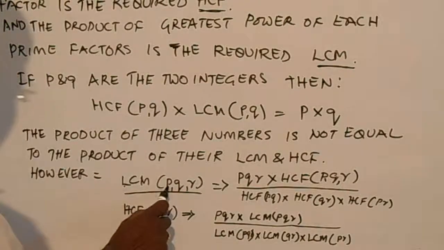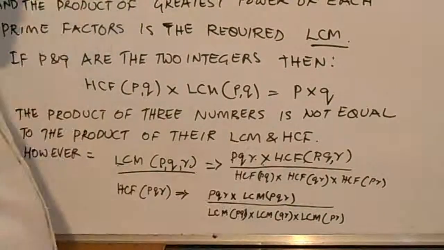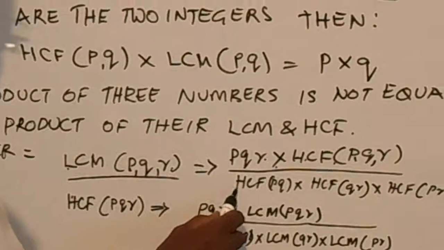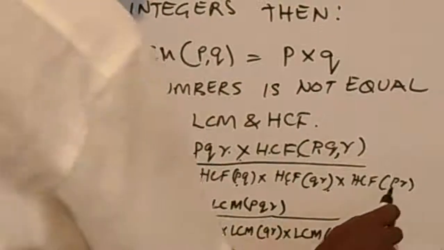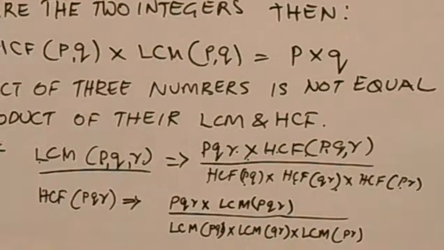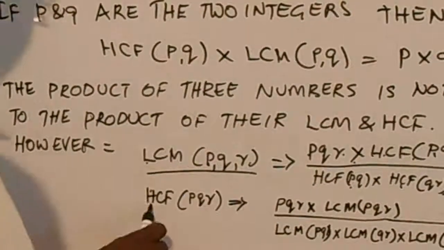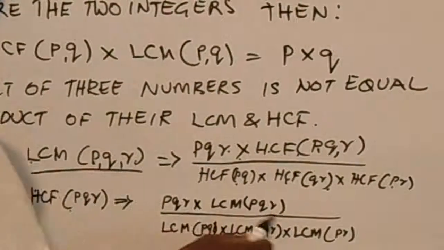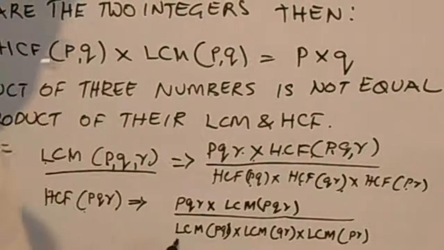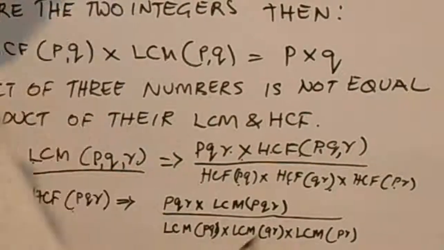LCM of 3 integers P, Q, R is equal to the product of P, Q, R into HCF of P, Q, R divided by HCF of PQ into HCF of QR into HCF of PR. In case of HCF of 3 numbers, HCF of P, Q, R is equal to the product of P, Q, R into the LCM of P, Q, R divided by LCM of PQ into LCM of QR and into LCM of PR.